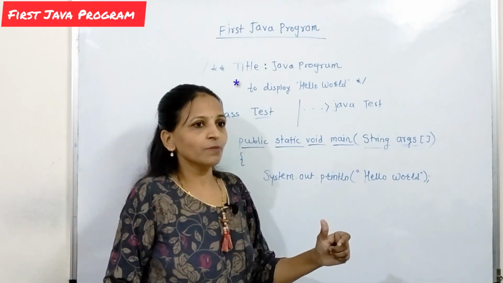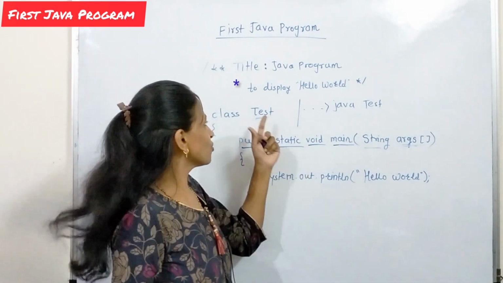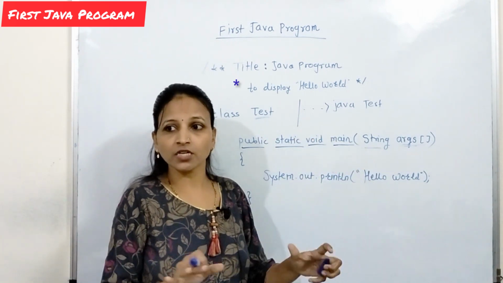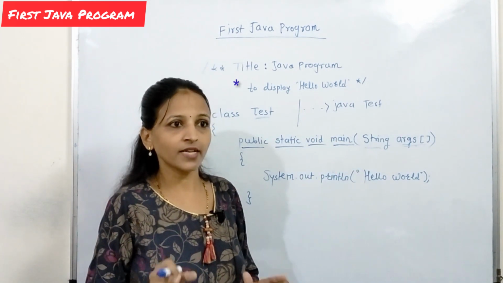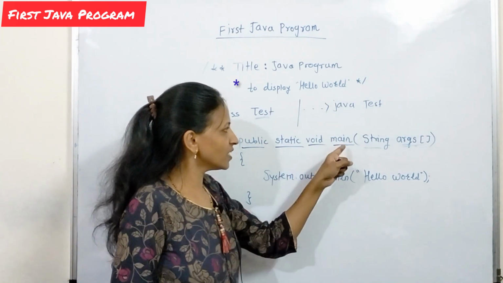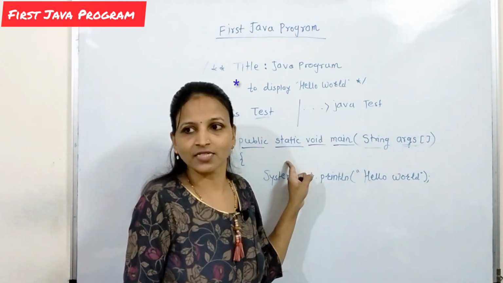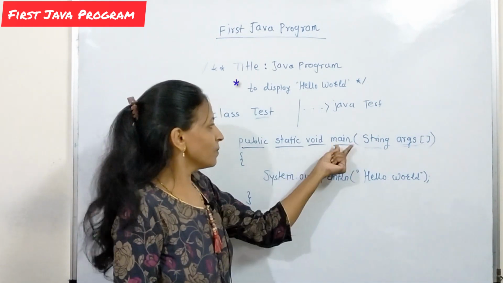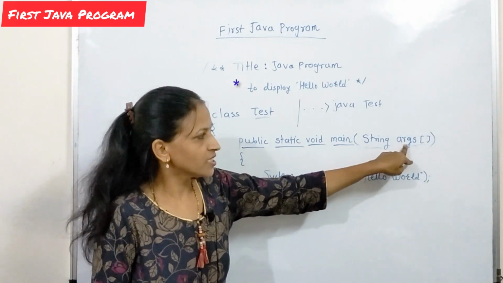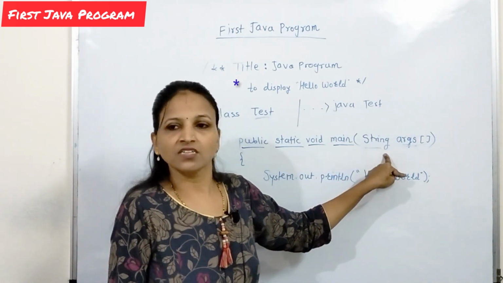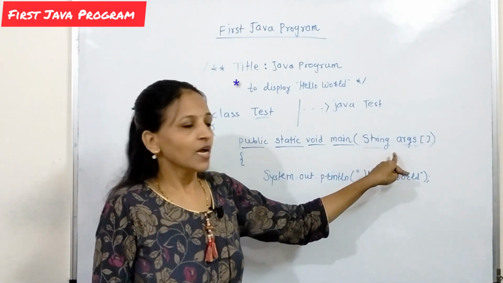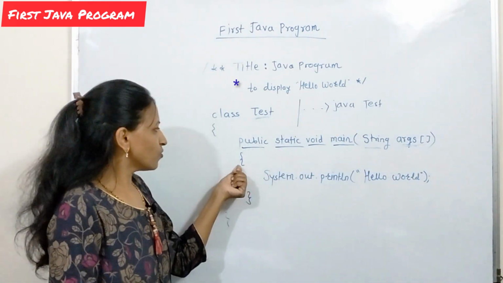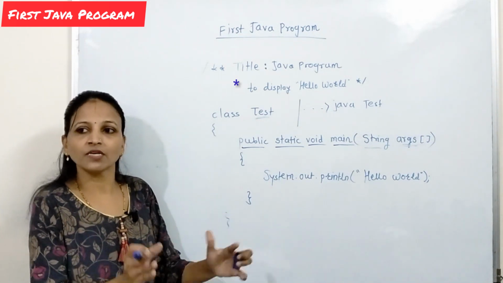Because JVM is not responsible for creating an object of this class before calling this method. It will directly call this method without creation of any object, and that's why we have to compulsorily declare this main method as static. Next one is void, which means this method is not returning anything outside. Main is the name of this method and this args is an array of strings. String is a data type and this will store command line arguments. The next thing is the opening and closing braces. This is nothing but a block.